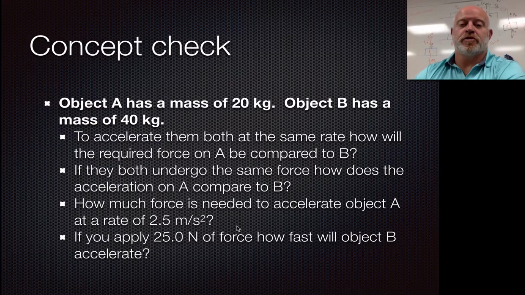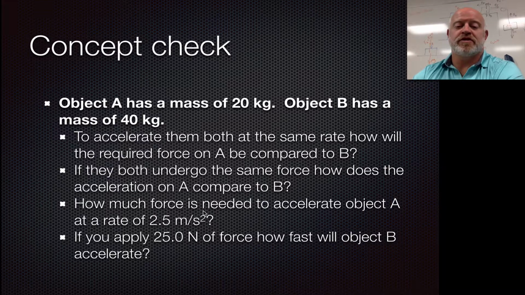All right, so assuming you paused it, here we go. To accelerate them both at the same rate, how will the required force on A be compared to B? Well, since A is half the mass of B, the required force will be half here. If they both undergo the same force, how does the acceleration on A compare to B? Well, in this case, because it's the same force, again, we have half the mass, so the acceleration we're going to see on A will be twice that of B.